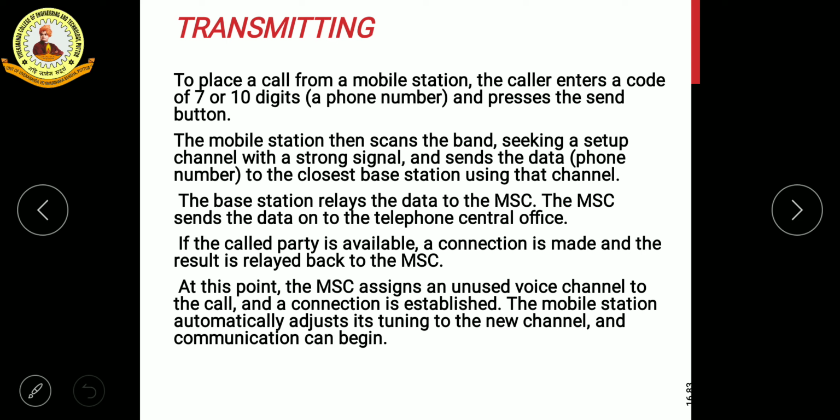The base station will take all the information from the mobile station and send it to the MSC. The MSC checks whether the party is available. If the party is available, it will allow a frequency. It will give you an unused voice channel. So there will be some voice channels with a particular service provider so that he can assign you.